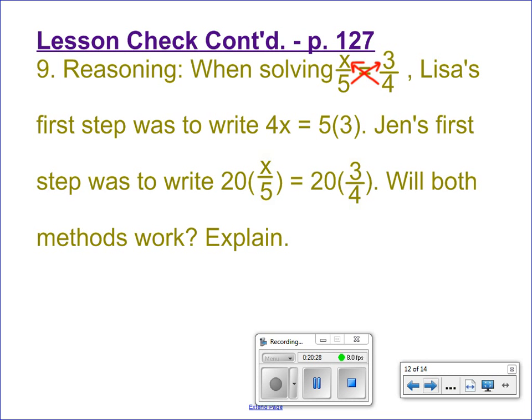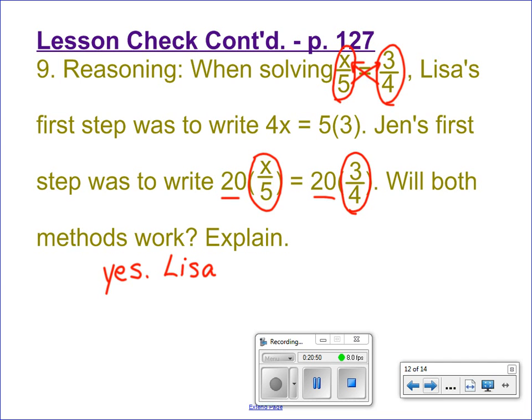Well, notice that x over 5 is what we have right here in the proportion. 3 over 4 is what we have on the right side of the proportion, and all they've done is multiply both sides by the same number. Will both these methods work? Yes, they will. Lisa's method uses the cross products property.